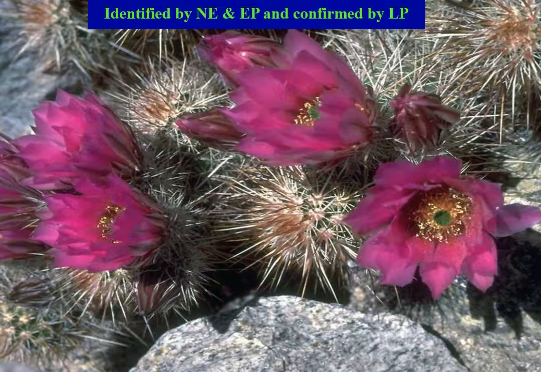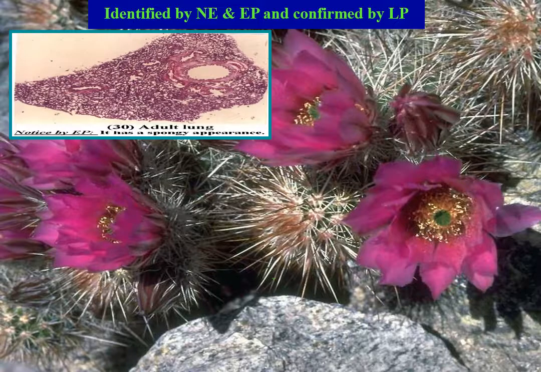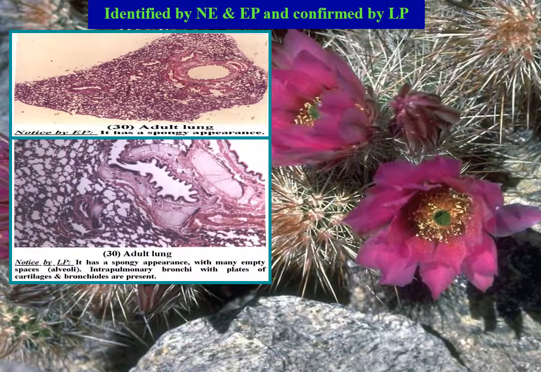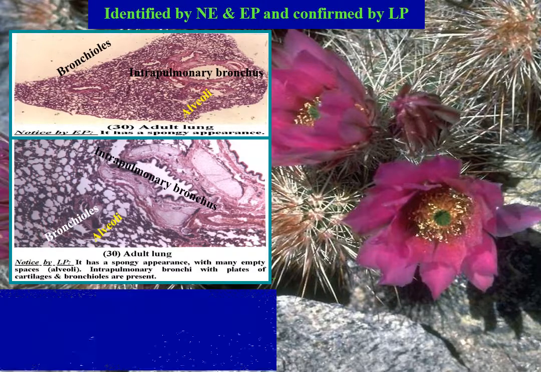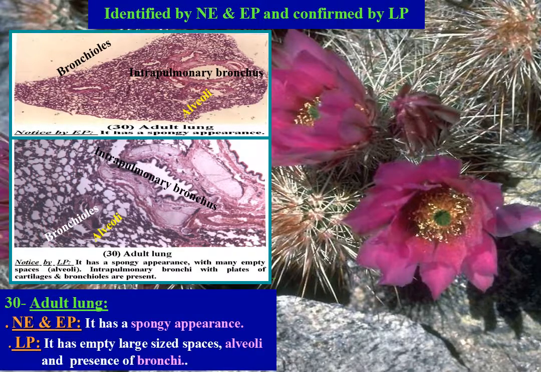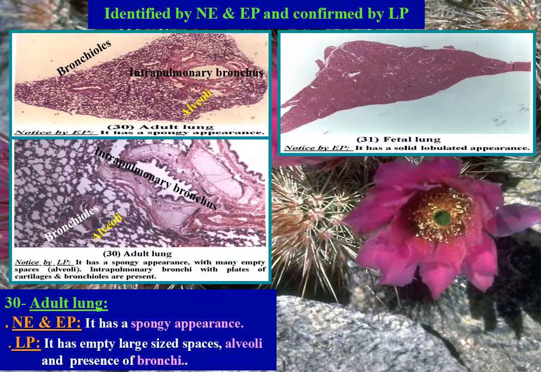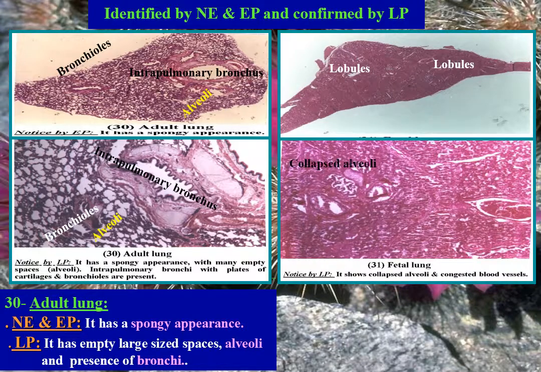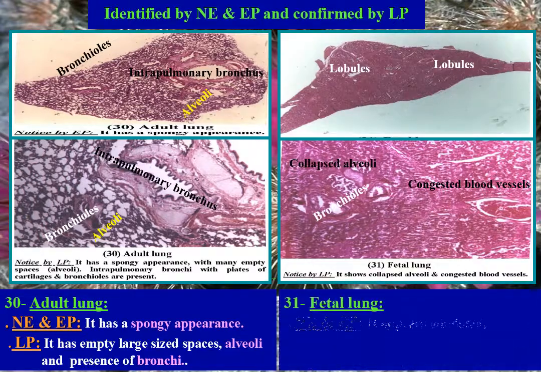By naked eye and eyepiece, adult lung has a spongy appearance. By low power, it has empty large-sized spaces, alveoli, and the presence of bronchi with cartilaginous plates and bronchioles with well-developed muscle layer. Fetal lung, by naked eye and eyepiece, appears lobulated red in color. By low power, it has collapsed alveoli, congested blood vessels, and very small bronchioles.